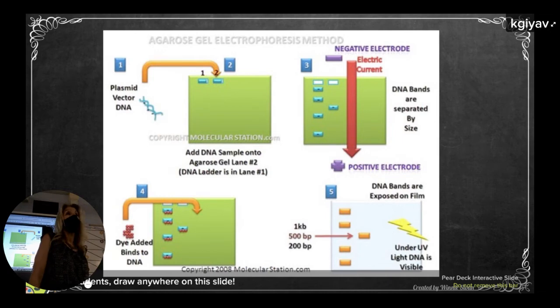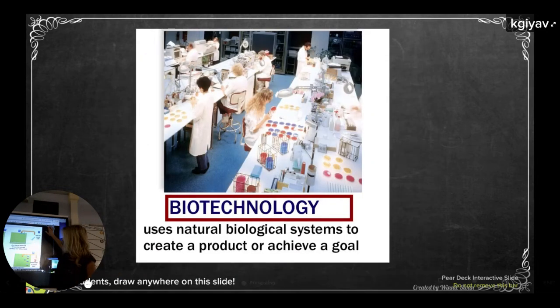Contains DNA from two different sources. So I just think of it like recombinant. I hear the word recombine in there. So I recombine DNA from two different sources. Okay. All right. Moving on.